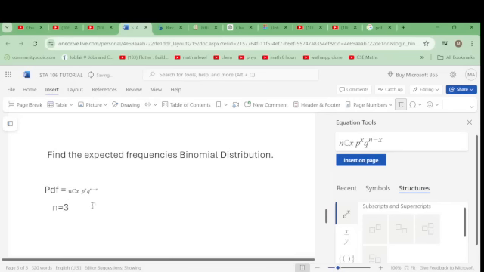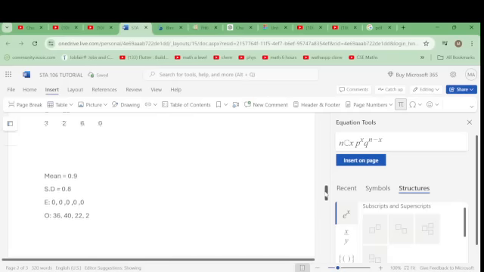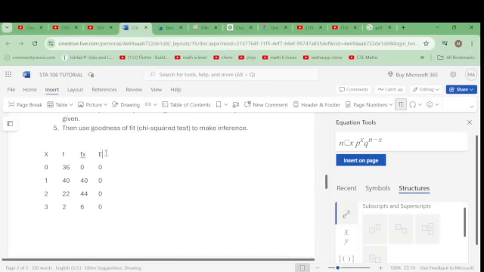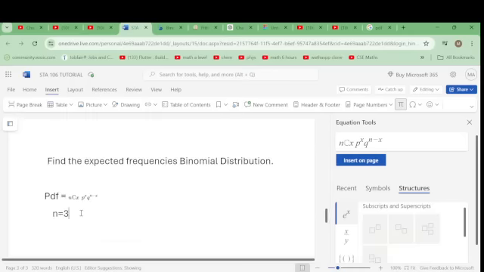When n equals 3, we need our x. X is here already. So we are finding the expected frequency for each of these data. Let's say our x equals 0 or x equals 1. So let's find for this one, 3. We are finding the value here. Our n equals 3, our x equals 3 or 2. You can use any one. So our x equals 2. We are finding for the second one.